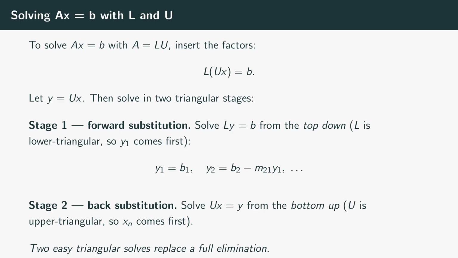Stage 2, solve UX equals Y. Because U is upper triangular, you read off the last unknown first, then the one above it, marching from the bottom up. That is back substitution. Each stage is just a sweep through a triangular matrix with no elimination required. Two cheap triangular solves do the job that a full elimination used to do.